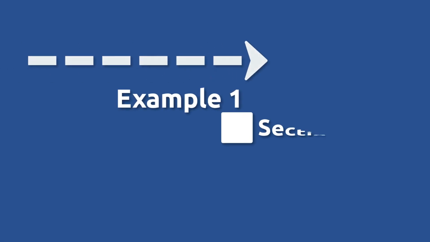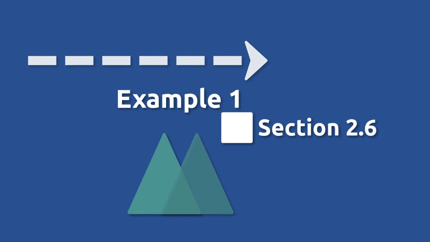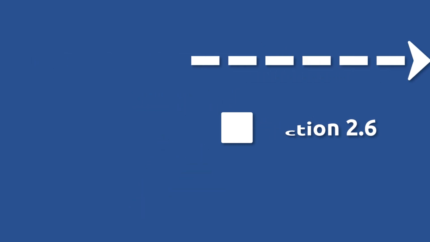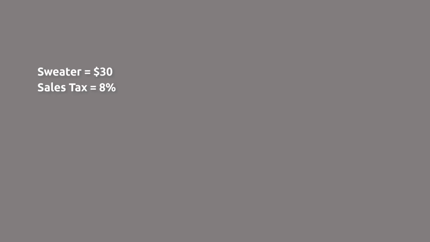With example 1, we are looking at our first objective for this section, finding sales tax and total cost. We're given with example 1 that a sweater costs $30 and that there is an 8% sales tax. We're asked to find the sales tax and total cost of the sweater.